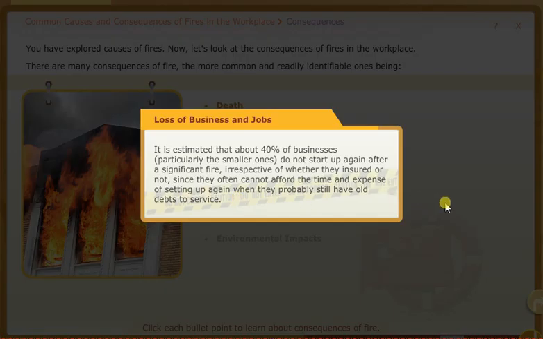Loss of business and jobs. It is estimated that about 40% of businesses, particularly the smaller ones, do not start up again after a significant fire, irrespective of whether they are insured or not, since they often cannot afford the time and expense of setting up again when they probably still have old debts to service.